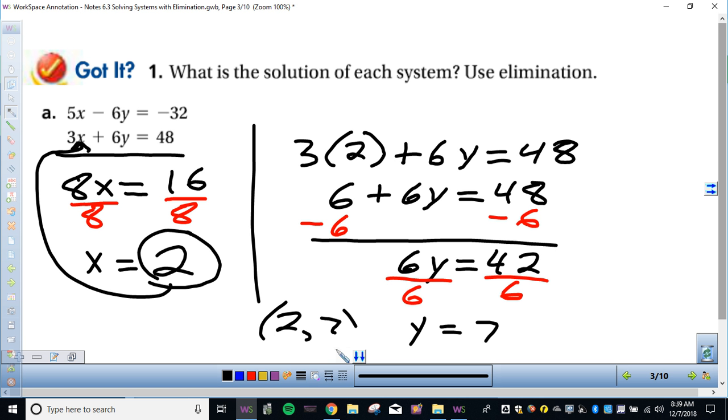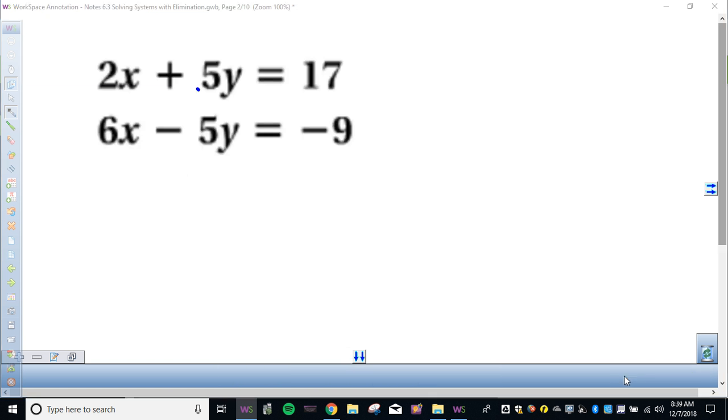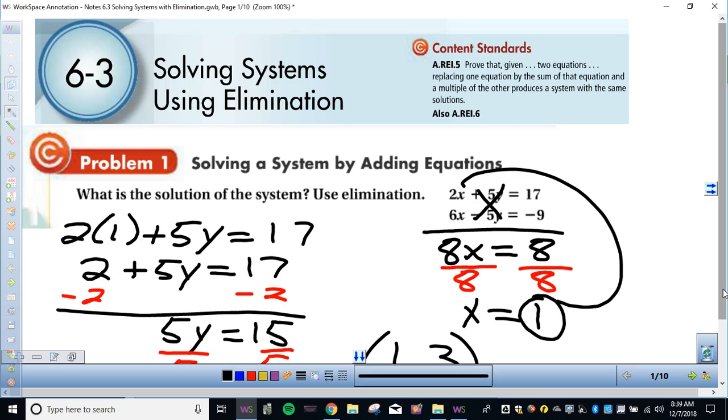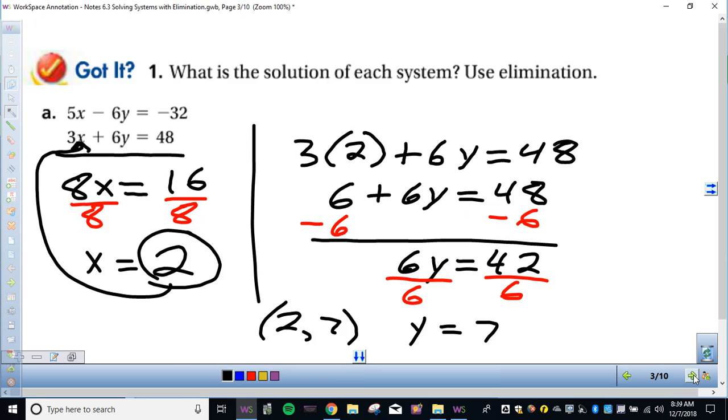All right, have at it. Wait, what were the coordinates for the last one? 1, 3.